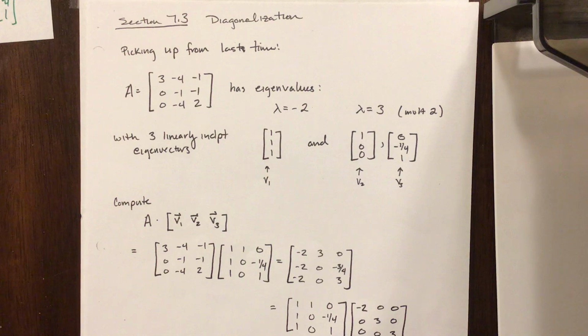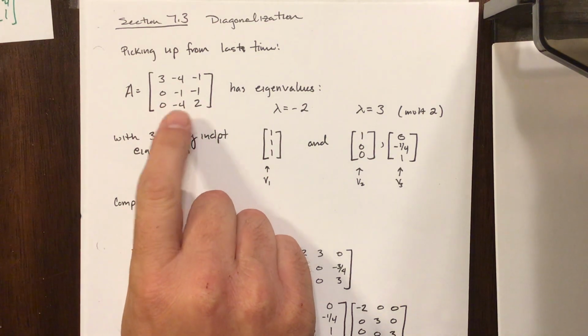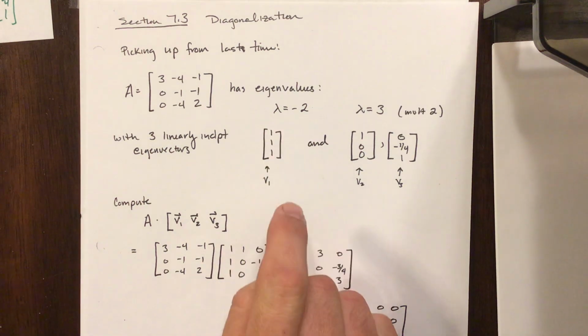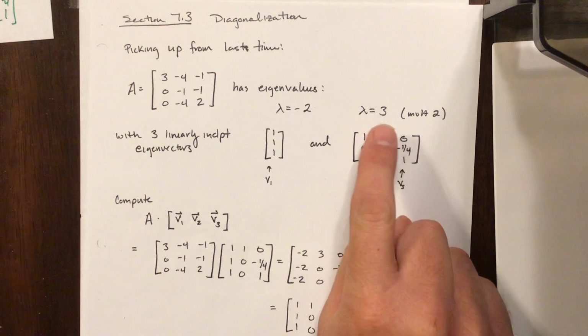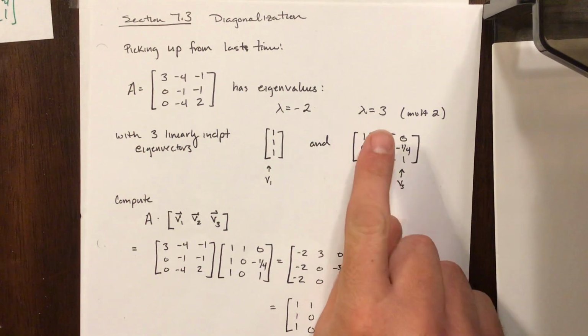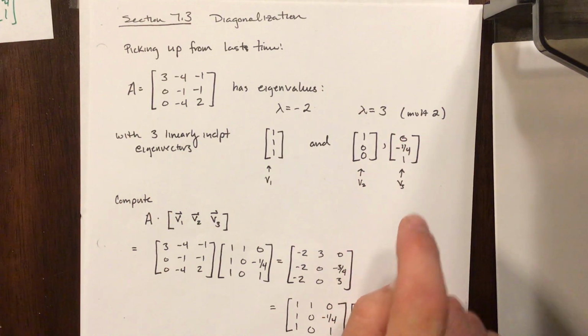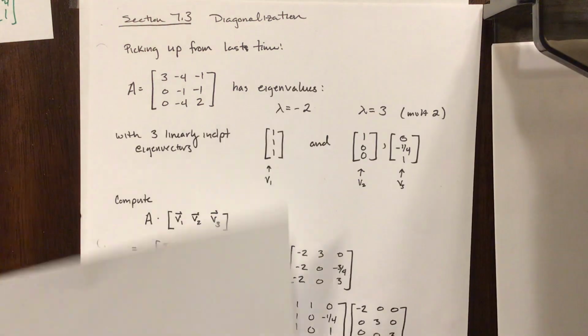Last time we looked at a matrix A, [3, -4, -1; 0, -1, -1; 0, -4, 2], and we determined that it had two eigenvalues. The first one was lambda equals negative 2, which had a corresponding eigenvector of (1, 1, 1), and lambda equals 3. Lambda equals 3 had multiplicity 2 in the characteristic polynomial, and its eigenvectors were (1, 0, 0) and (0, -1/4, 1).